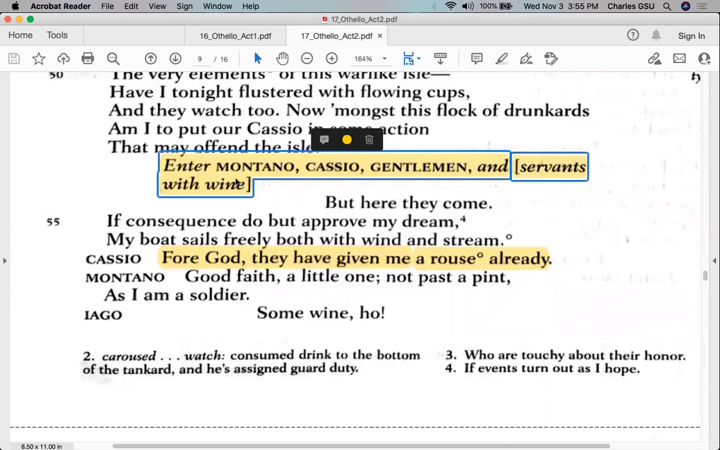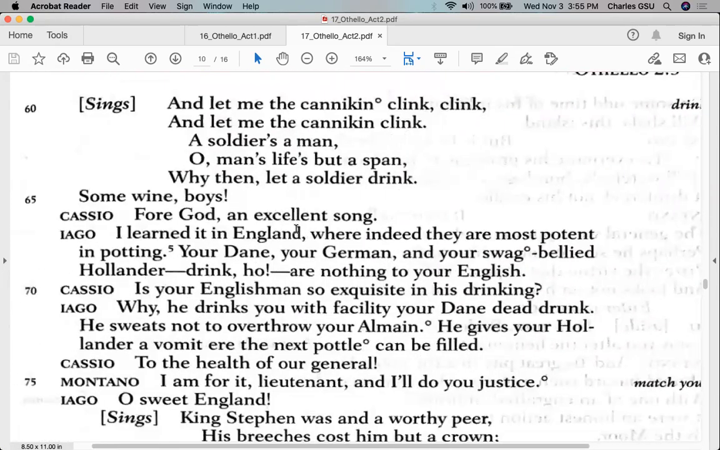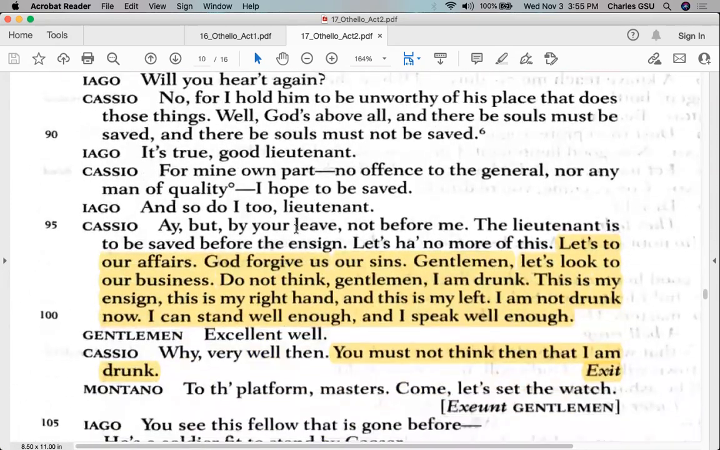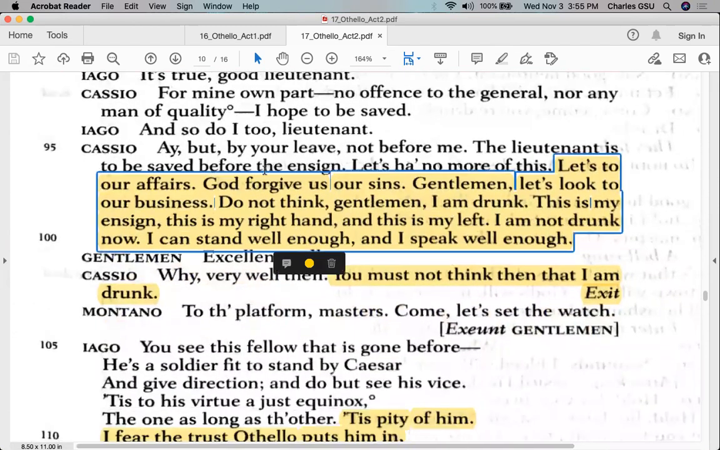Montano comes in on the scene. Remember, Montano is the Cyprus governor, so he's pretty important. And then they've been drinking, and they finish their song and they're drinking, and Cassio says, let's to our affairs. God forgive us our sins. That is for drinking on duty, basically. Gentlemen, let's look to our business. Do not think, gentlemen, I am drunk. This is my ensign. This is my right hand, and this is my left. I am not drunk now. I can stand well enough and speak well enough.